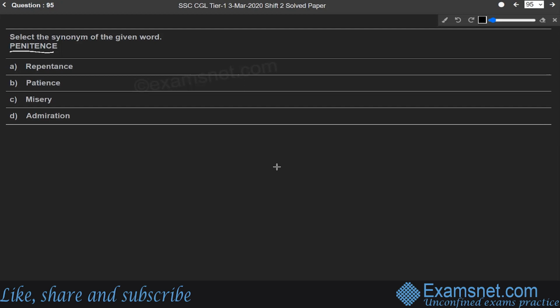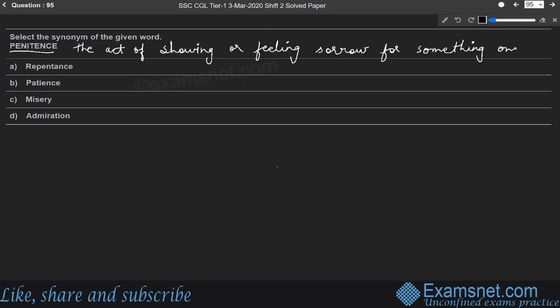The meaning of penitence is the act of showing or feeling sorrow for something one has done. Now all we have to do is we have to look for the word that has the same meaning as this given word. So let us have a look towards the options. First option is repentance. Repentance refers to sincere regret or remorse. Remorse means feeling sad over something.